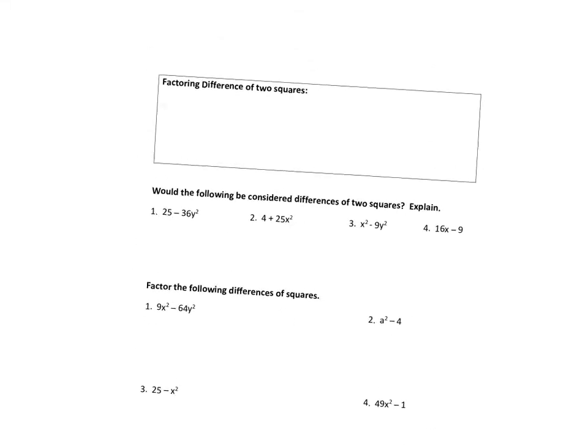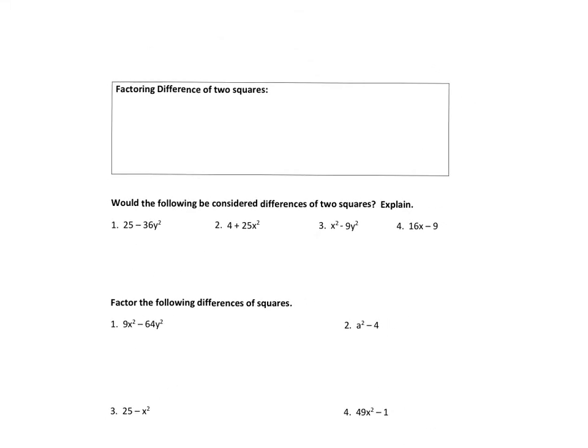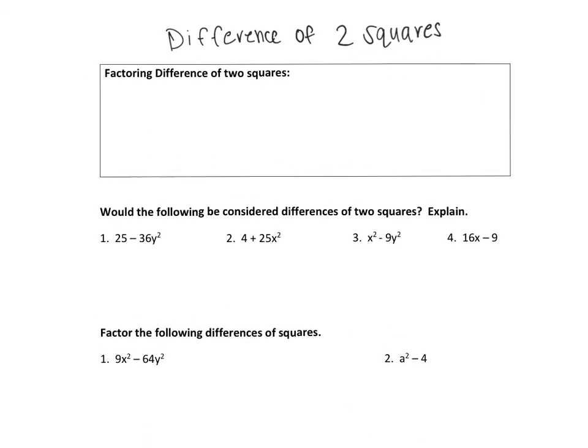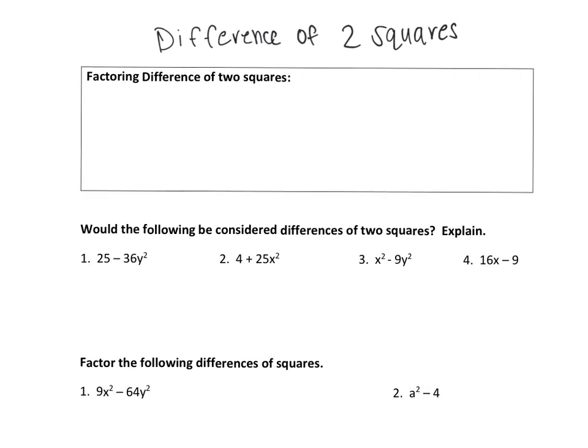Hi all, so today we are learning a new lesson on difference of two squares. So that's the title of our lesson. Good thing I can spell, difference of two squares, okay? And when we are looking at factoring out a difference of two squares, we're looking for three major parts, and then I'm going to show you the equation that we look for, okay?